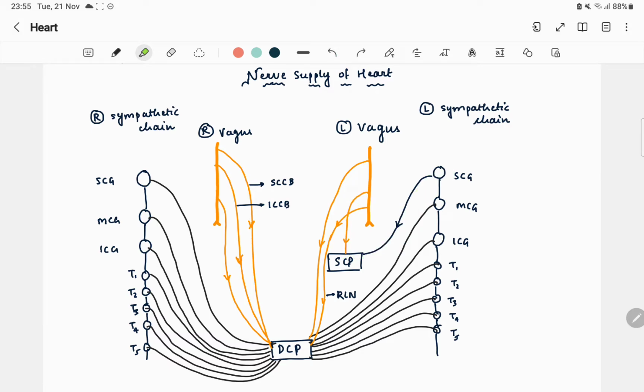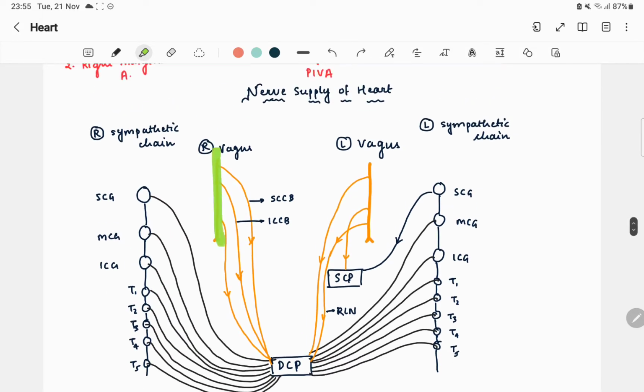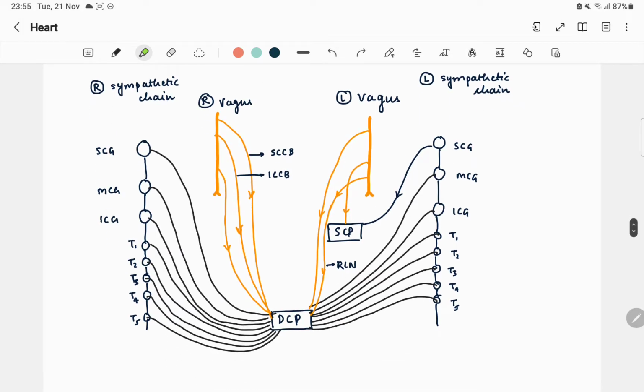And what are the components of your DCP, the deep cardiac plexus? The middle cervical ganglion, your inferior cervical ganglion, T1, T2, T3, T4, T5, all of these are contributing to the DCP. And from the right vagus, we have our SCCB, the superior cervical cardiac branch, and the inferior cervical cardiac branch, which are also contributing to the DCP. And another one is your RLN, the recurrent laryngeal nerve, which is also contributing to it.